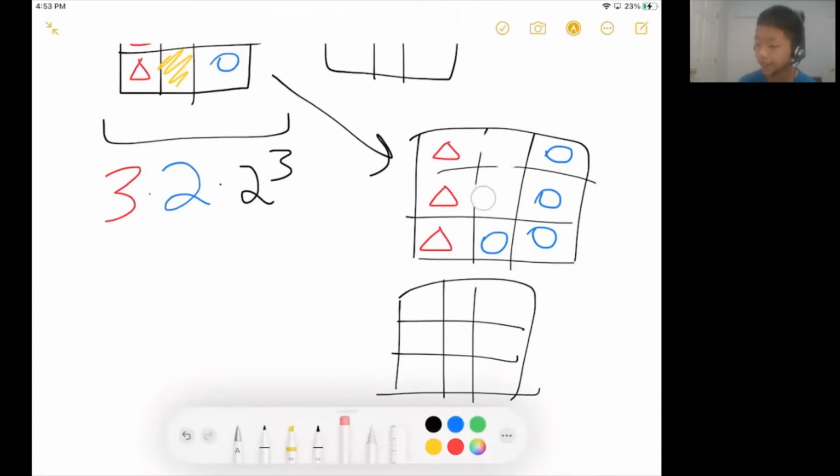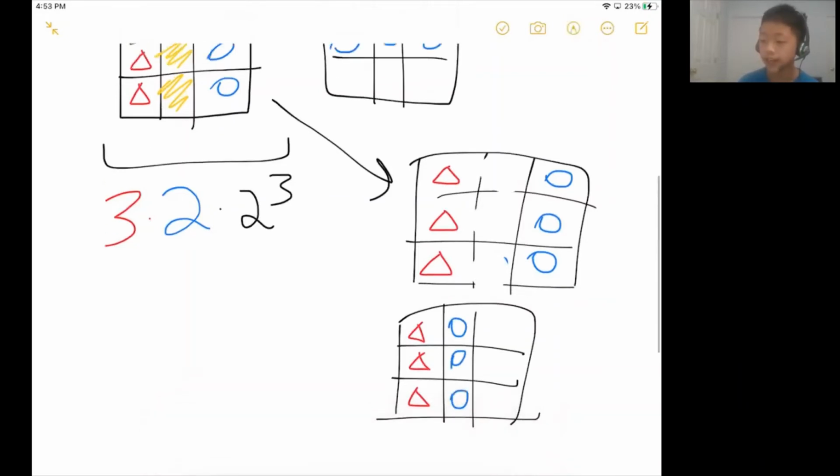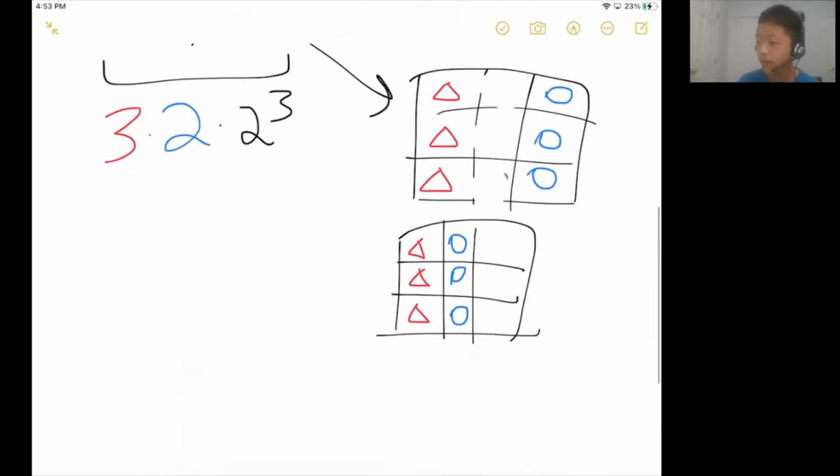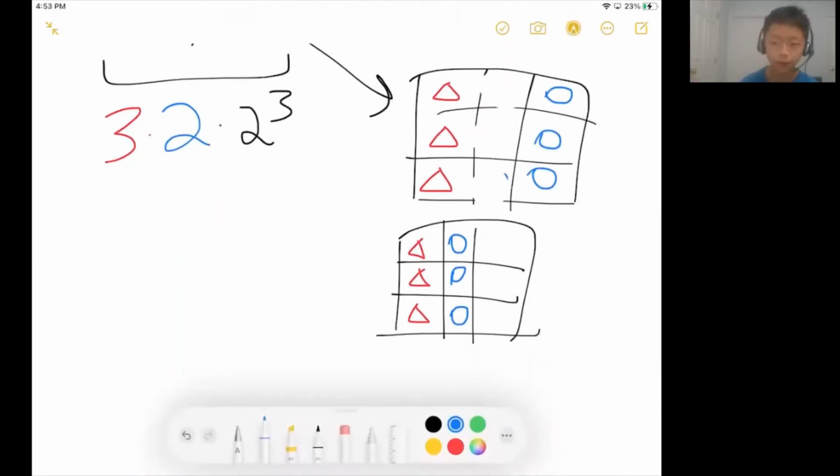So wait, let me first erase this. So let's say you had another 3x3 grid with 3 triangles like that. And let's say the 3 circles were in this column this time. So if you were to do this 2 to the power of 3 trick that we just talked about here, then in the 2 to the power of 3 possibilities, that would count the case of having 3 blue circles in a column.